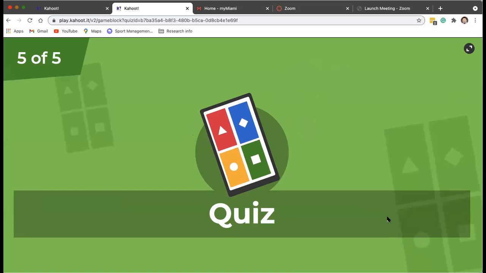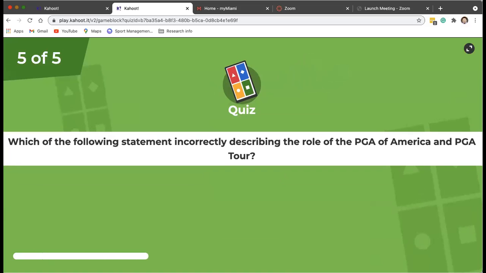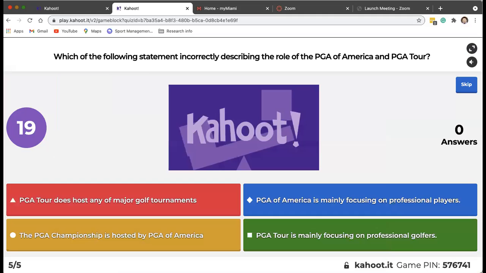Okay, last question. Which of the following statements incorrectly describes the role of the PGA of America and the PGA Tour? PGA Tour doesn't really host any of the major tournaments. PGA of America mainly focuses on professional players. PGA Championships are hosted by the PGA of America.